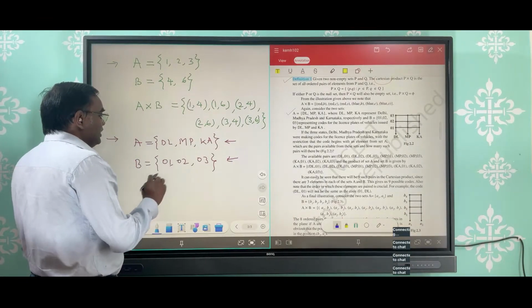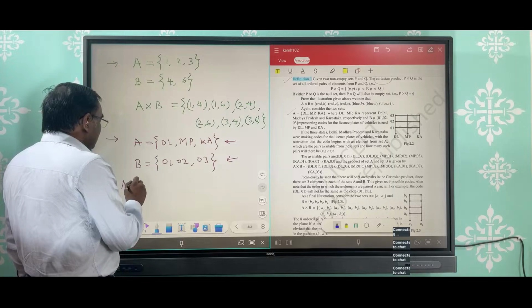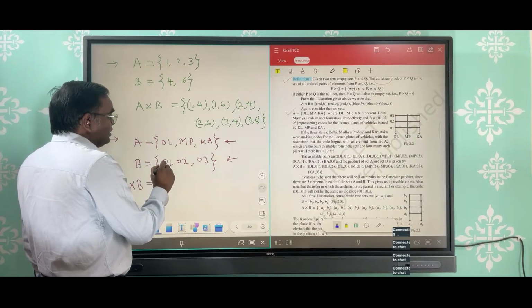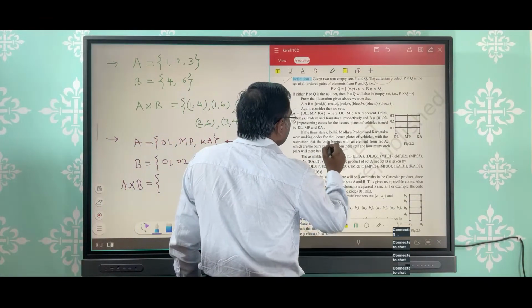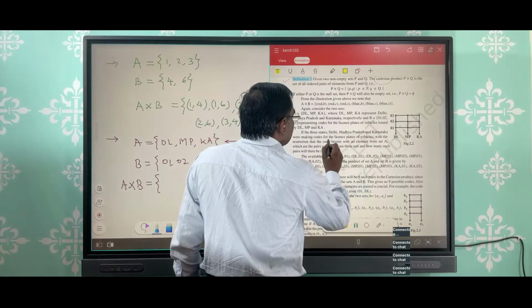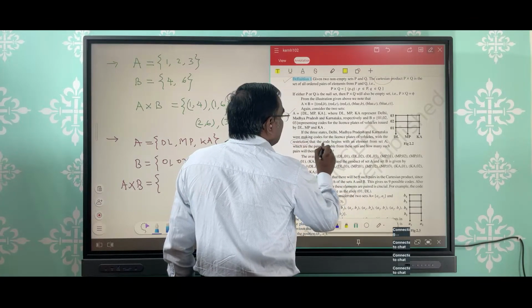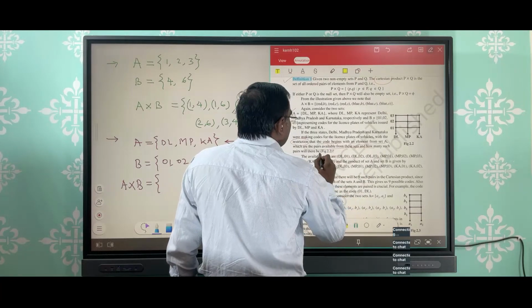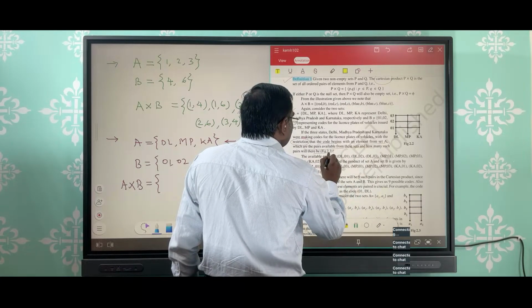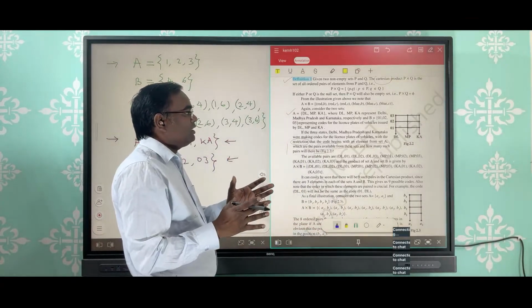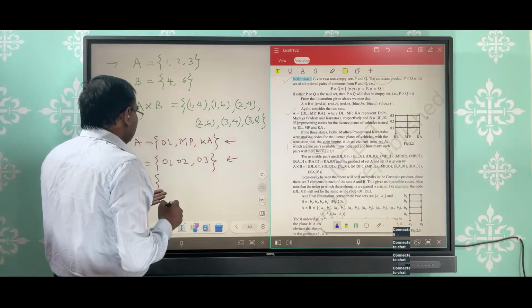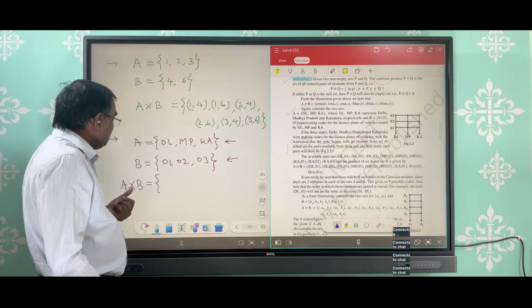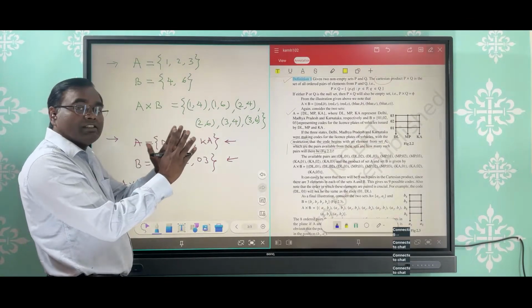So what you will do is find the cross product of sets A and B. The restriction is that the code begins with an element from set A, so the first element of the pair should come from set A. That means you have to calculate A cross B, not B cross A. The restriction is fulfilled in this way.